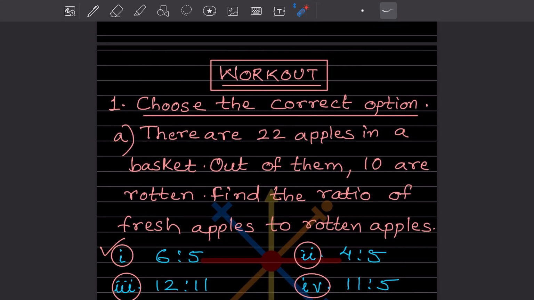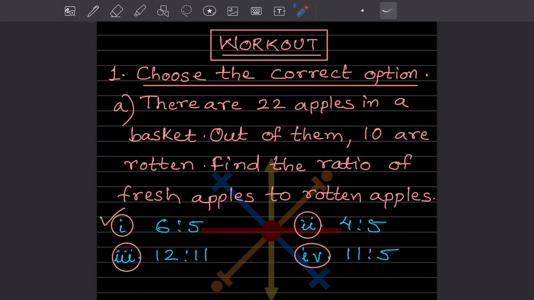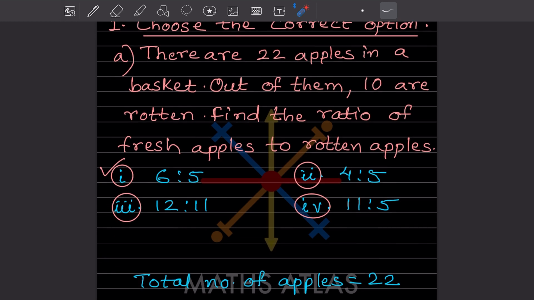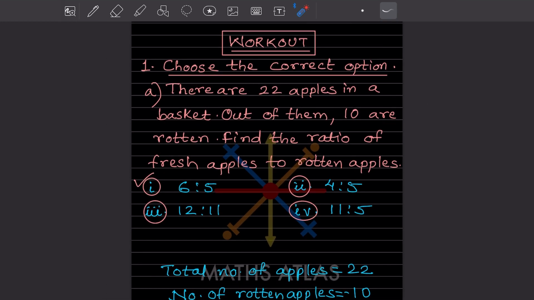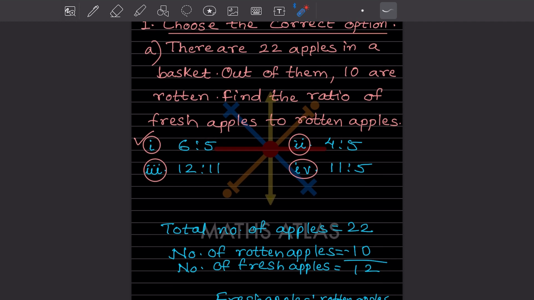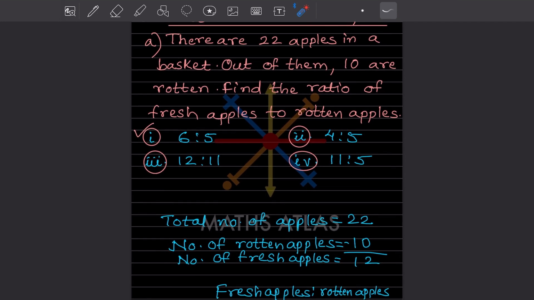So now we are going to look at the workout. Workout means the same thing I have given, whatever we have done in this exercise, the same type of questions are given, only the numbers have been changed. So now look here. Here it says choose the correct option and there are 22 apples in a basket. Out of them, 10 are rotten. Find the ratio of fresh apples to rotten apples. Whenever they give choose the correct option, we cannot write directly. We have to solve many of the questions and then we'll get to the final conclusion.